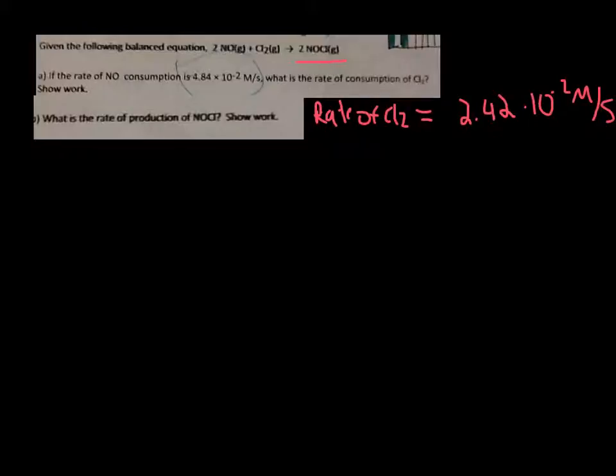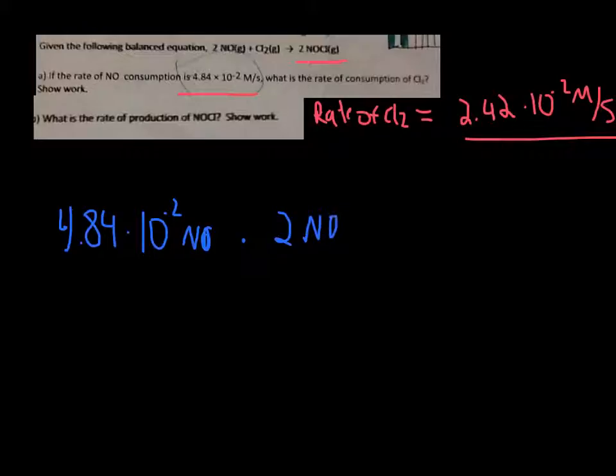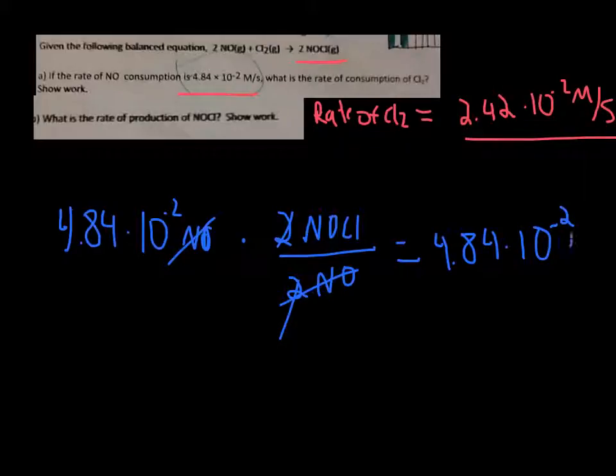We're going to set this up the same way as we set up the first one. We can do it in terms of Cl2's rate, or we can do it in terms of NO's rate. We'll just do it in terms of NO, so it's similar to the last one. We have 4.84 times 10 to the minus 2 NO multiplied by 2 NOCl all over 2 NO. That crosses out, and the 2's cancel, so all you're left with is 4.84 times 10 to the minus 2 molarity per second.